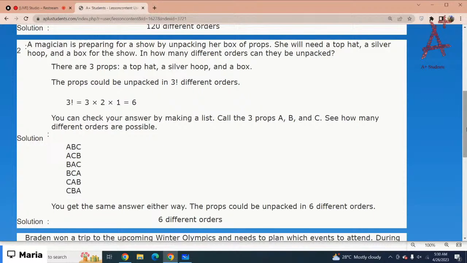You can check your answer by making a list. The different orders are ABC, ACB, BAC, BCA, CAB, and CBA. These are the same 6 different orders she can unpack the items. Got it?